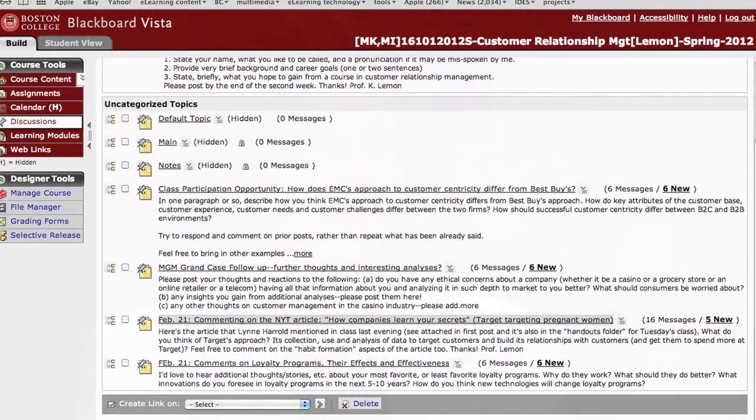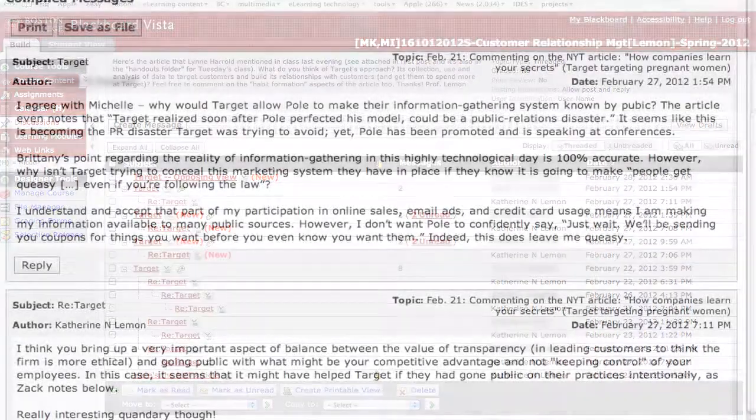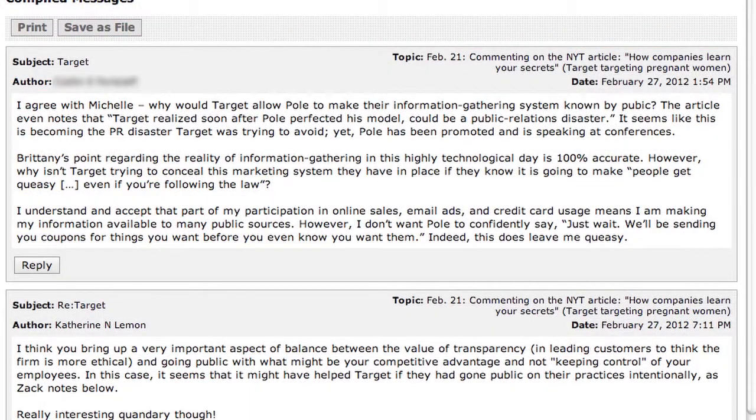There was a really interesting article that came out about how Target, the retailer, is using the information that they gather about customers to proactively market to them. I posted it on the discussion board and I created a question, and it was nice because people felt free to disagree with one another. No, I think Target's going too far. No, I think this is just a good use of marketing.